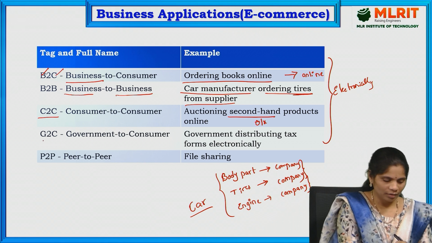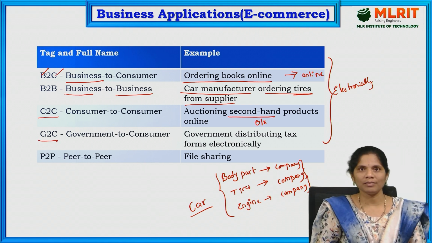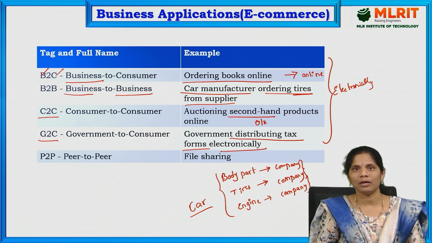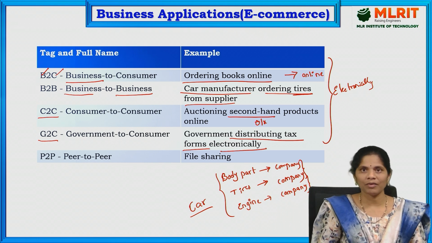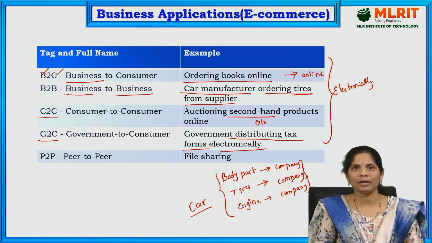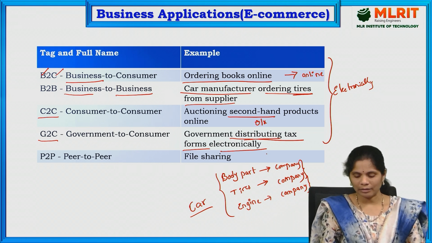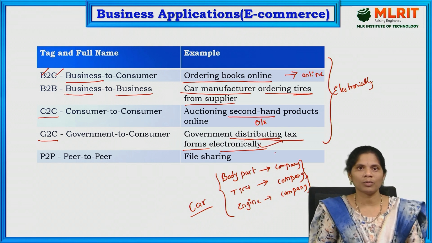Next one is government to consumer, which means the government distributing the tax forms electronically. How is it? Suppose I have a flat, I have to pay the tax. The government is distributing the tax forms electronically only. That comes under government to consumer.